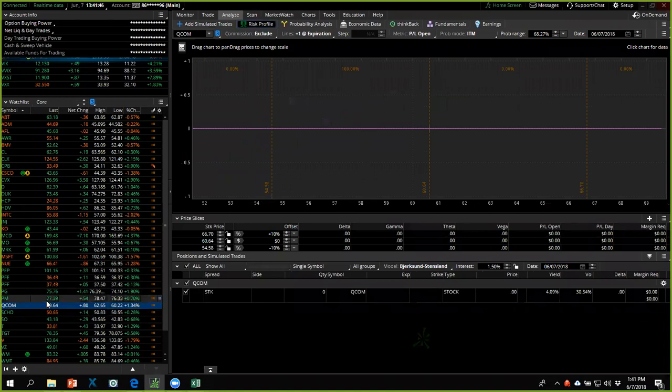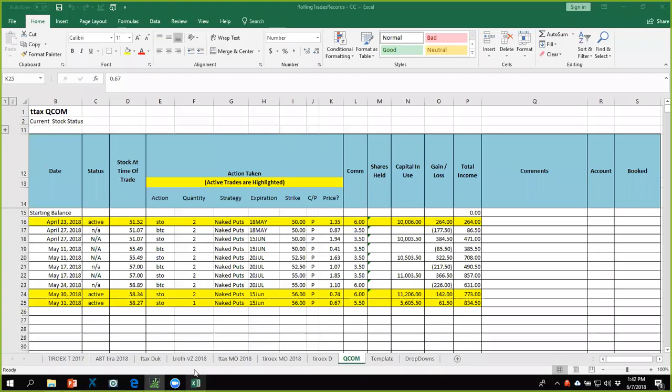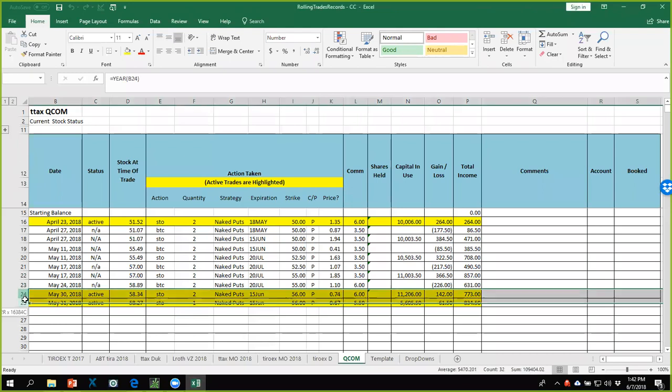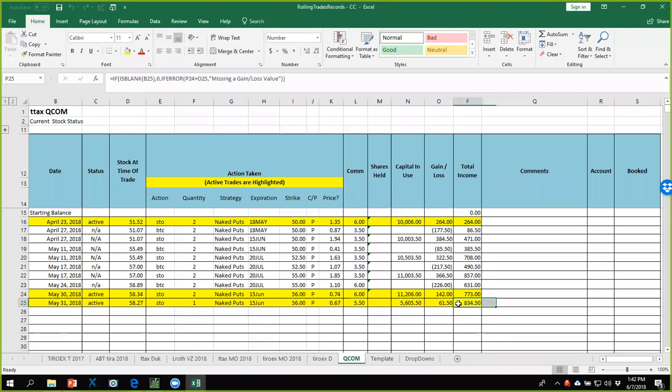If QCOM gets down to the 56 strike, then I will take the Junes, buy them back for a loss, and sell the Julys. And that, in fact, is why I chose the June strike to start this second round of QCOM with, because I had such a short period of time that if I got into trouble, I could easily roll out to July, and I still wouldn't be too far out in time. So if these expire, I'll have a pretty tidy little profit since I started doing QCOM on April 23rd, and we'll decide if we want to go on with it or not after that.